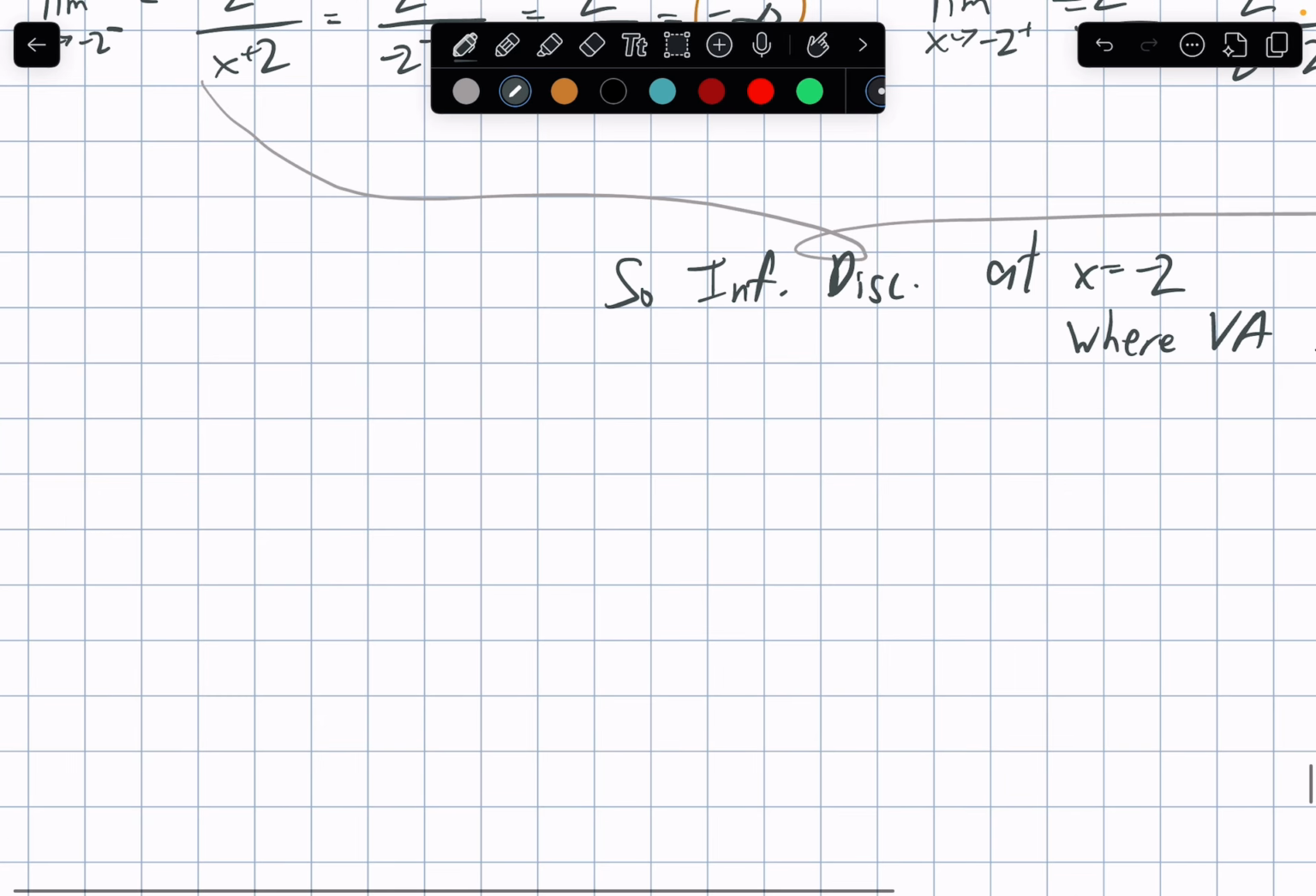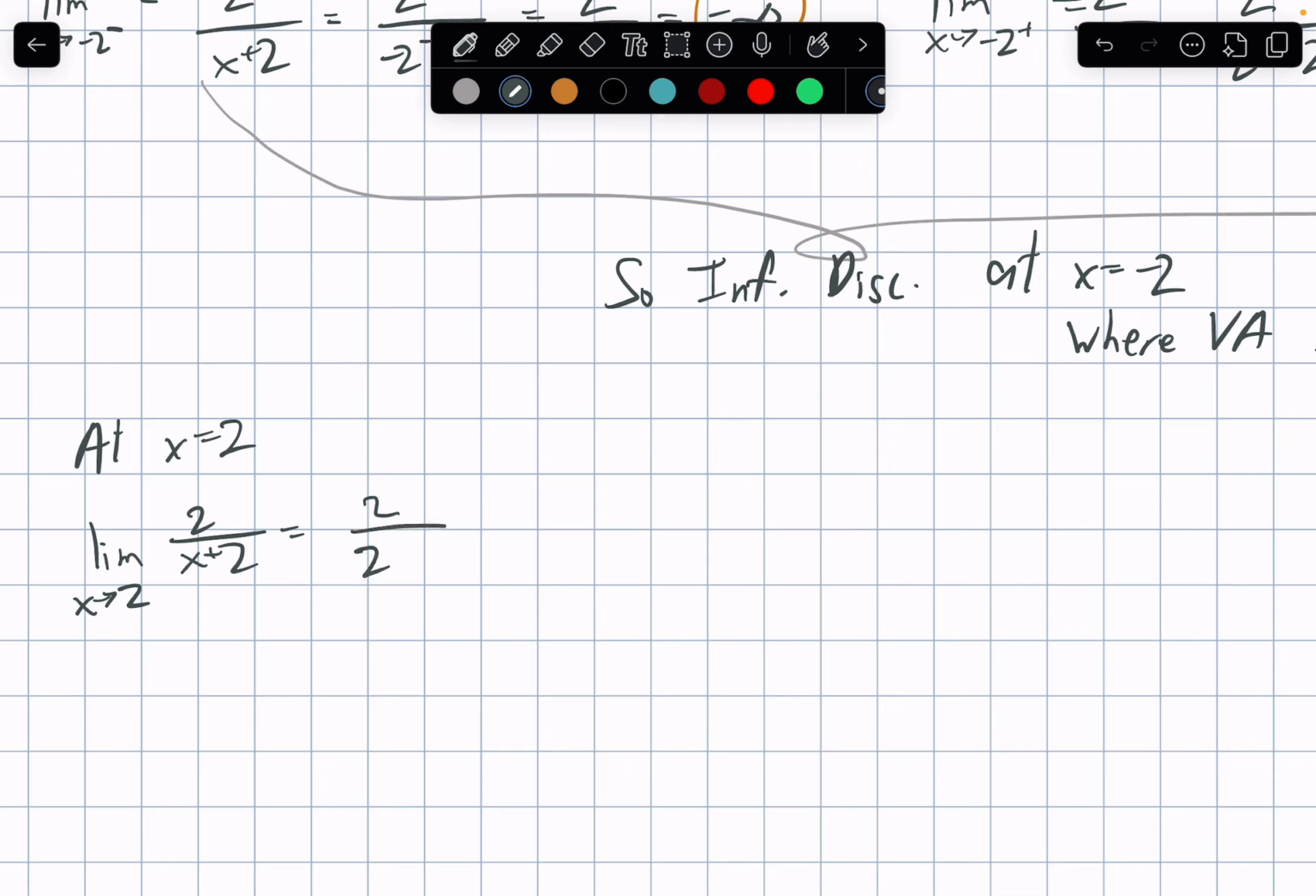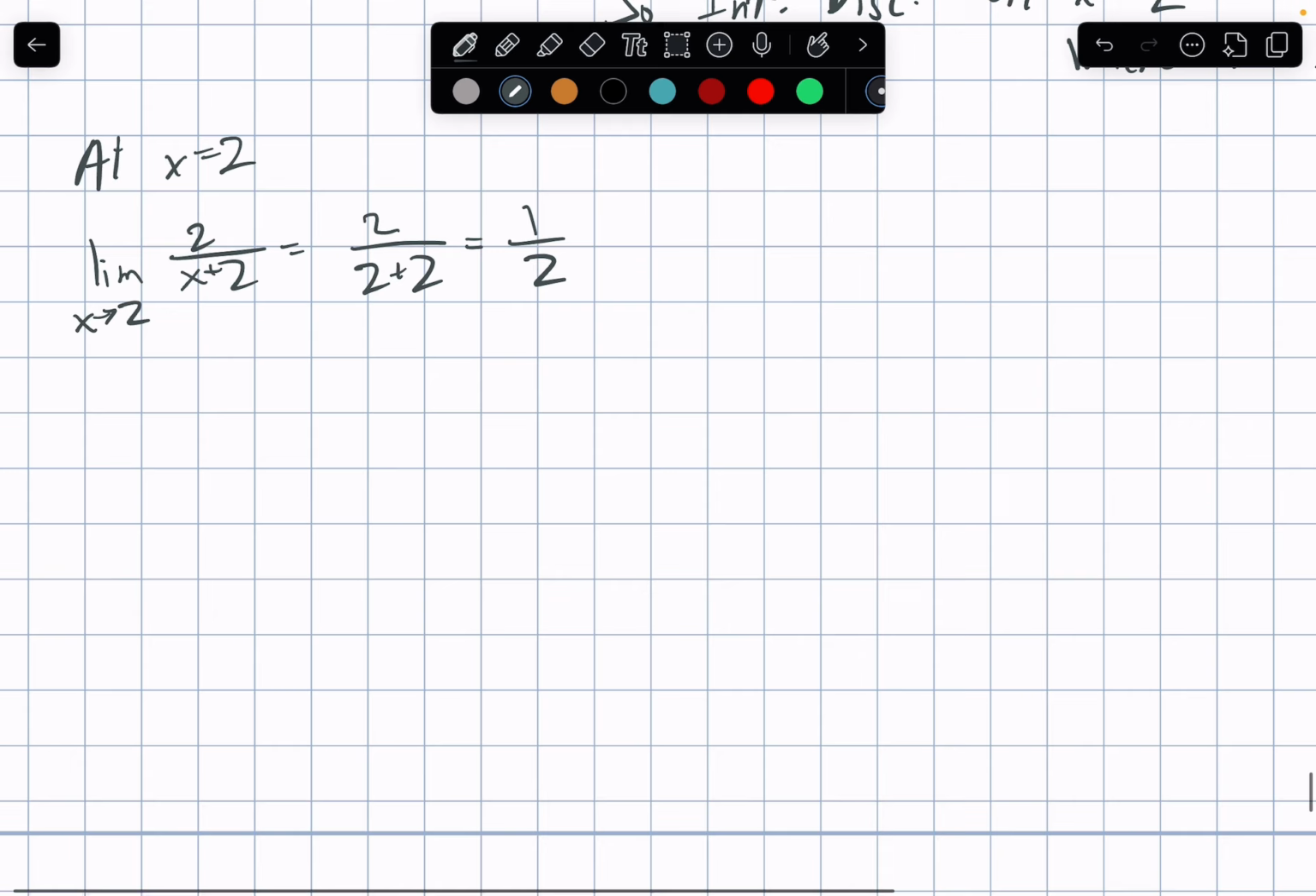So this time at x equal to 2, the limit as x approaches 2 of 2 over x plus 2 is equal to 1/2. So we already checked that x is equal to 2. What about the left hand and the right hand limit?